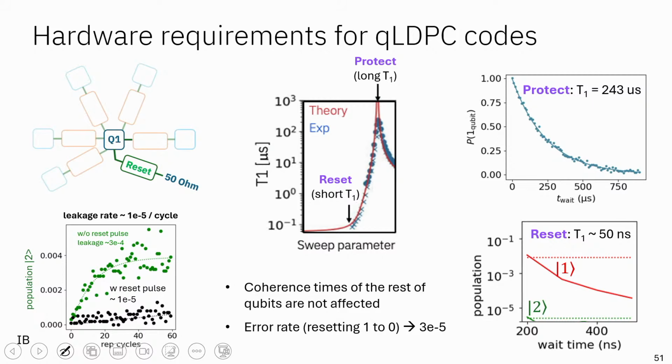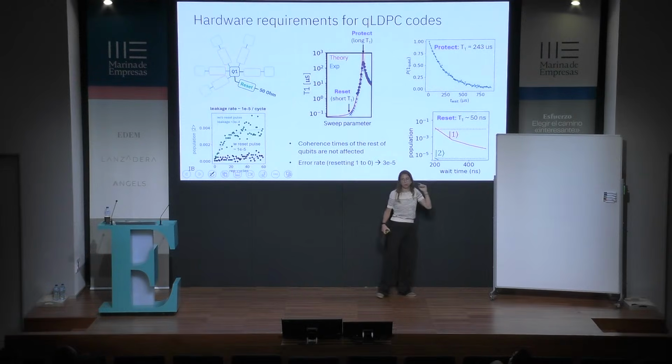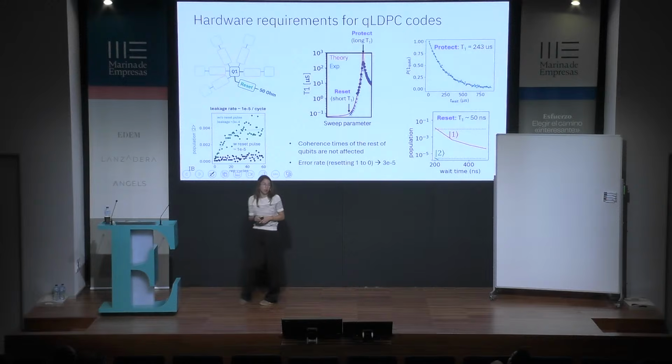Keeping decent T1s at the protect point while ending up with very short and fast decay to the ground state if you switch it to the reset point. This is something that can be done with a reset fidelity of 3 to the minus 5.